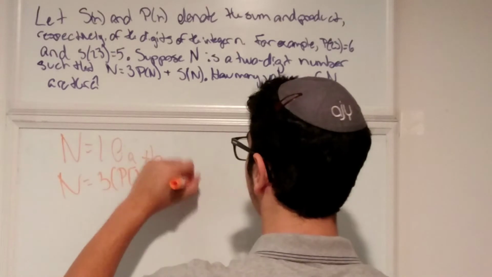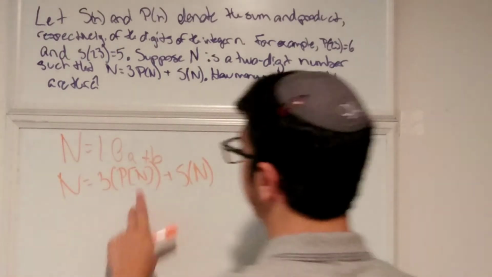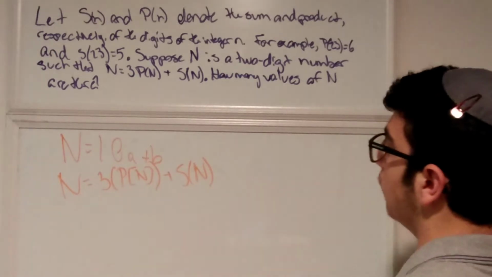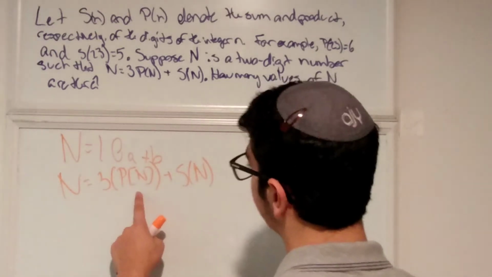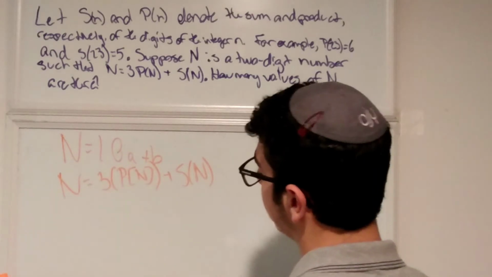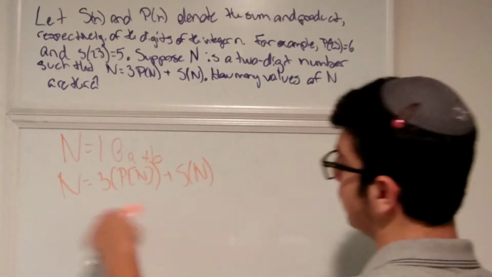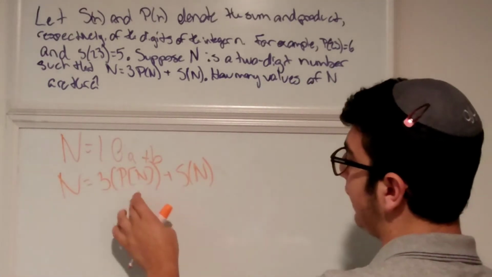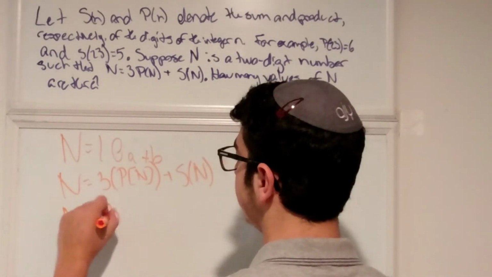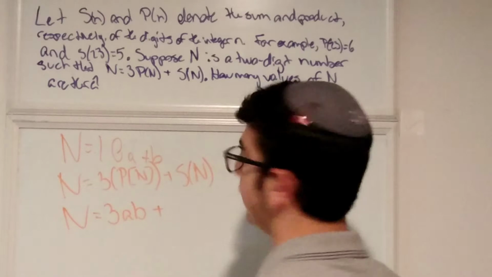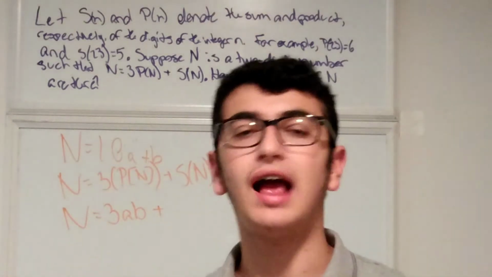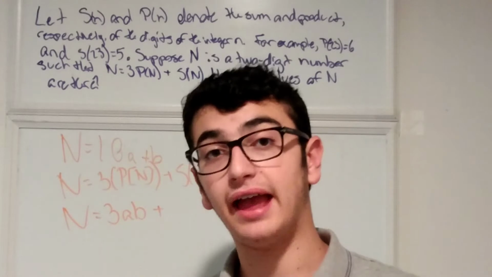plus S of n. Now I can rewrite P of n and S of n in terms of a and b. So P of n would be the digits times themselves. If a is the first digit, or the tens place digit, and b is the ones place digit, it would be a times b. So I'm going to rewrite this as 3ab plus, and now S of n is going to be the 2 digits, the tens place digit and the ones place digit, added up together, so it's going to be a plus b.